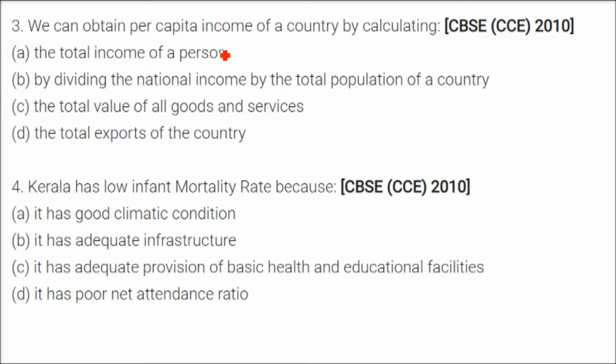We can obtain per capita income of a country by calculating what? The answer is, we can take the national income and divide it by the total population. This is going to be the per capita income of a country. Kerala has low infant mortality rate. Why? The answer is, it has adequate provision of basic health and education facilities. Health and education both are important. That is why Kerala, being 99% literate, has low infant mortality rate.